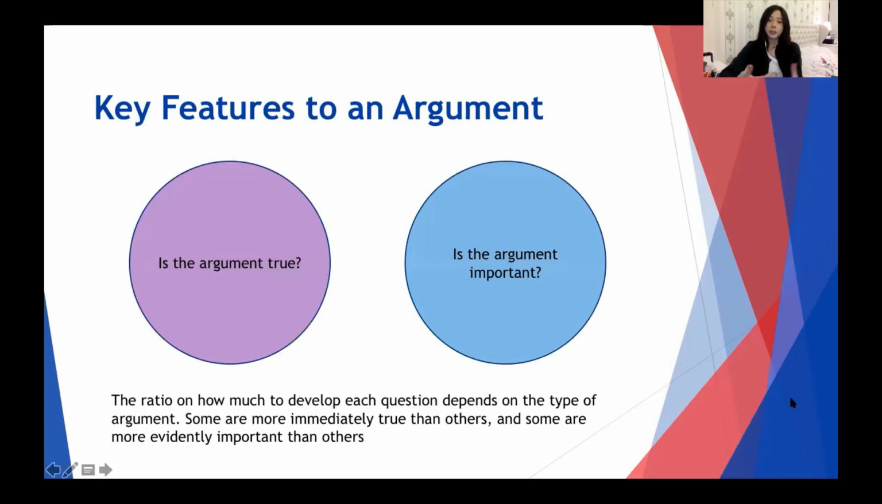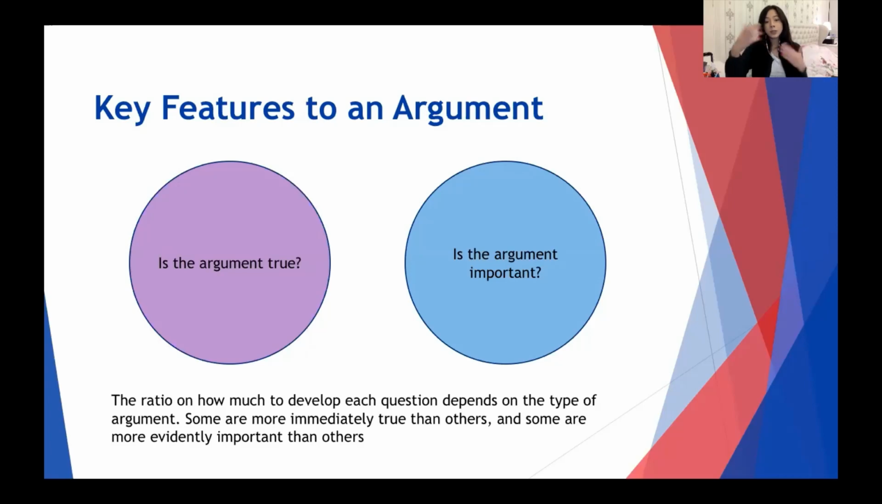Now, key features to an argument. These are the 2 things that will be your pillars whenever it comes to argument construction. So it's really, really important to remember these 2 things. Number 1 is the question, is this argument true, right? And the second one is, is the argument important? You'll notice that they're very basic questions, but at the end of the day, these are the 2 guiding questions that will help you, A, build an argument, B, help you attack an argument from the other side.